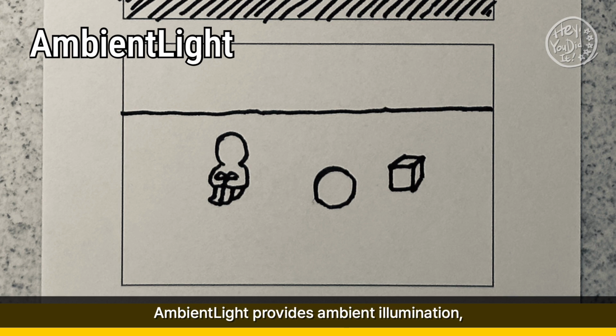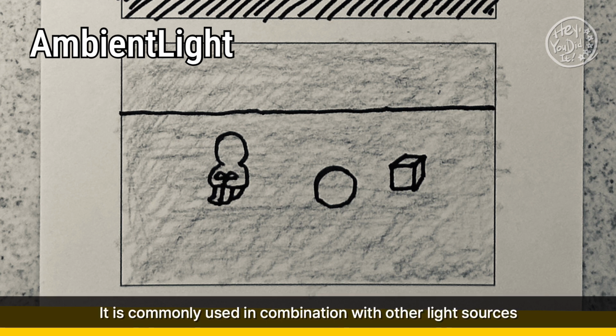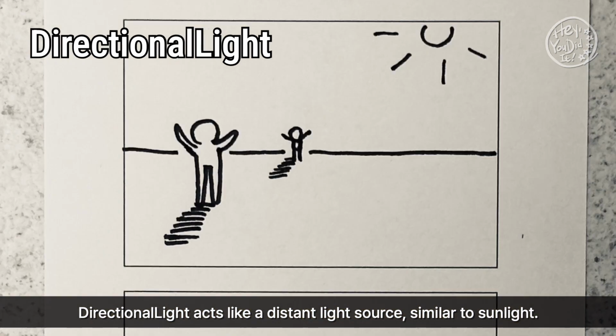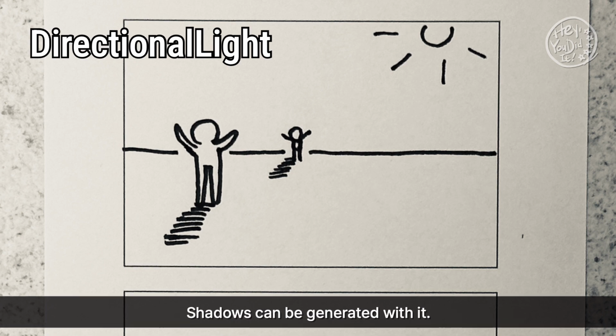Ambient light provides ambient illumination, evenly lighting all objects within the scene. It does not make shadows. It is commonly used in combination with other light sources to set the overall brightness of the scene. Directional light acts like a distant light source, similar to sunlight. It makes light coming from the same direction for all objects. Shadows can be generated with it.